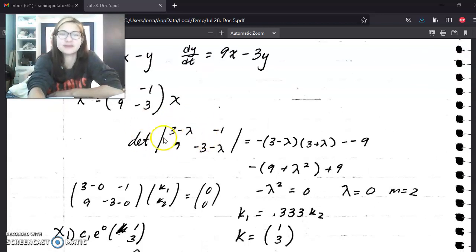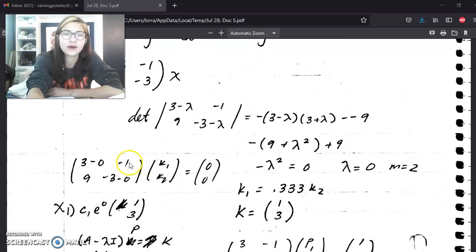And you take the determinant of that matrix while subtracting lambda from the diagonal. So you get -9 plus lambda squared plus 9. And then at the end you get negative lambda squared is equal to 0. So lambda is equal to 0 with a multiplicity of 2. So you subtract the 0 from the diagonals and set it equal to 0.